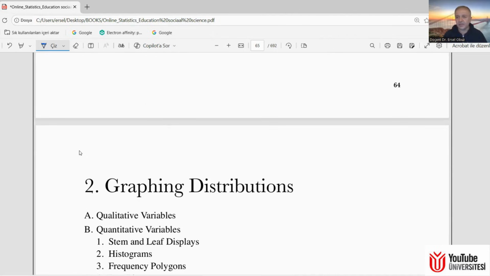I think we came to chapter 2, graphing distributions. We may stop here.